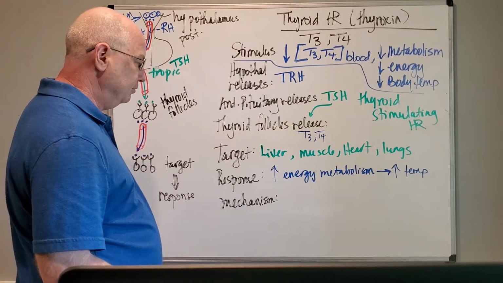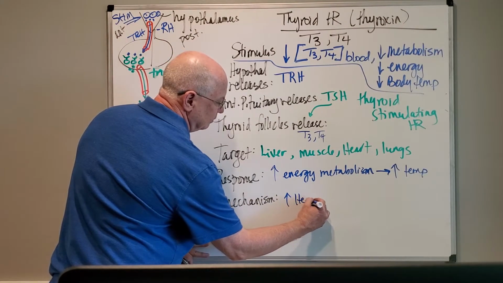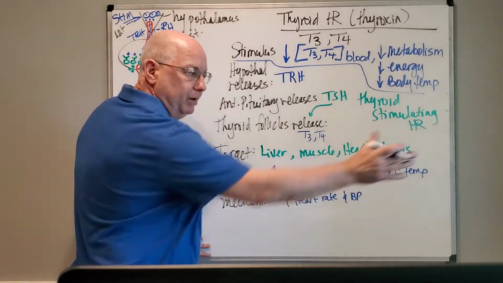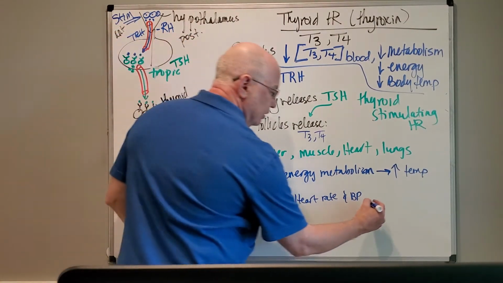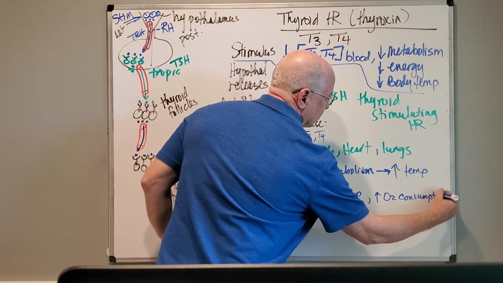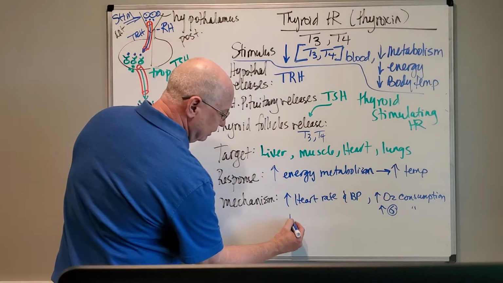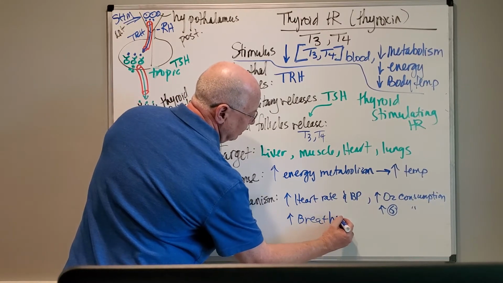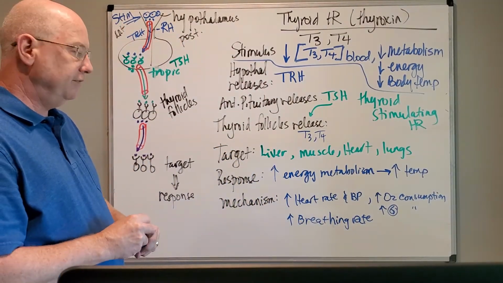This is a negative feedback loop. Now the mechanism is it will increase heart rate and blood pressure, so that we are pumping blood faster and under higher pressure to our tissues. It will increase oxygen consumption, and it will increase glucose consumption. It will increase breathing rate. Oops, it's hard to write at the bottom of the board. These are all sort of side effects of thyroid hormone.